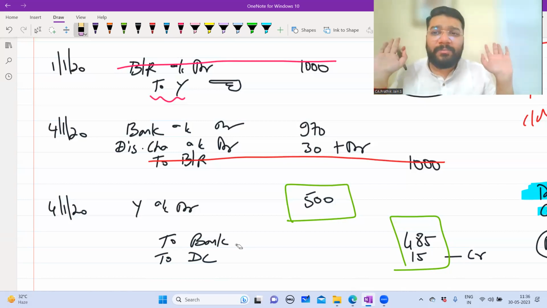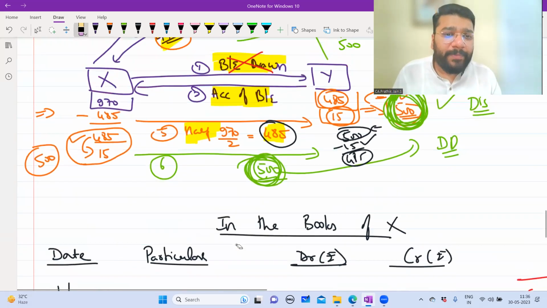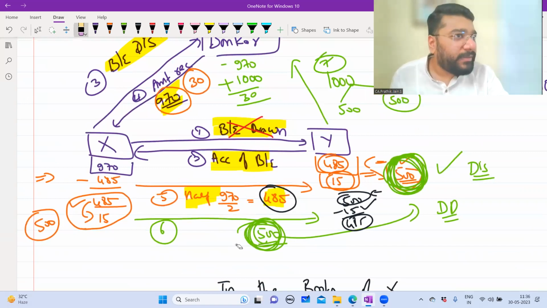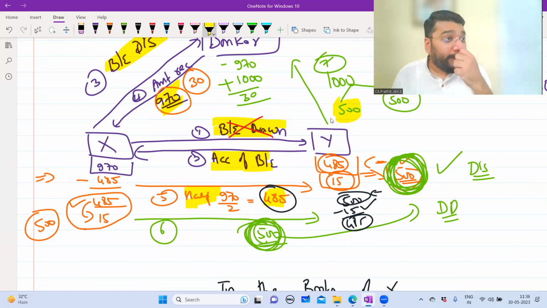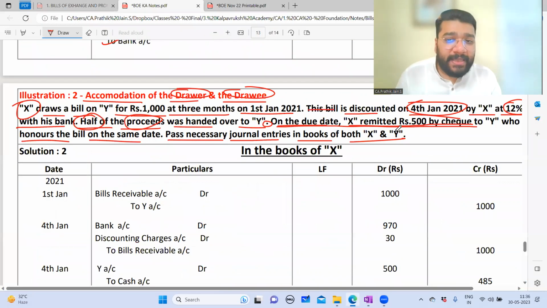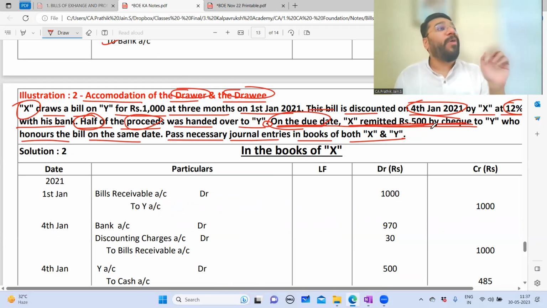Yes, sir. That's all. Now people, we have completed the fifth transaction. Till the fifth transaction is over. Now what is the sixth transaction? On the due date, Y has to make the payment to the banker. But on the due date, how much money does Y have in his hand? Y has his 500 rupees only, which means the balance 500 rupees he has to receive from whom? X. Here the question very clearly says that on the due date, X remitted 500 by cheque. So X is a good boy like me. So he's giving this money to whom? Y, so that Y can make the payment to the banker in future, so that Y is not under stress.